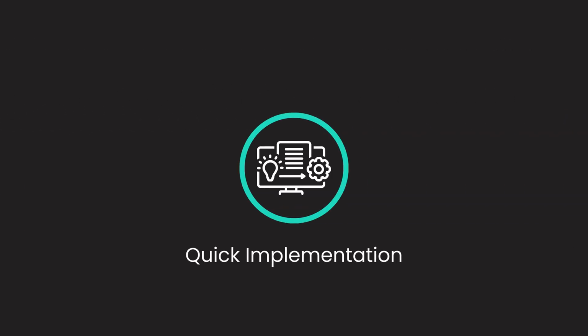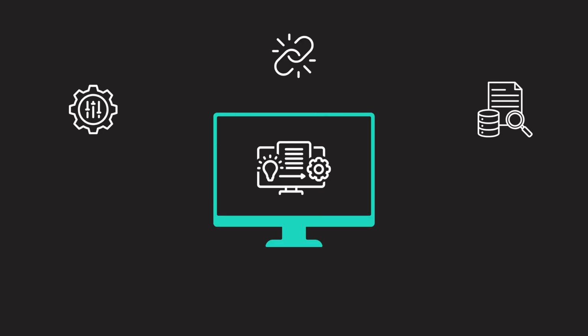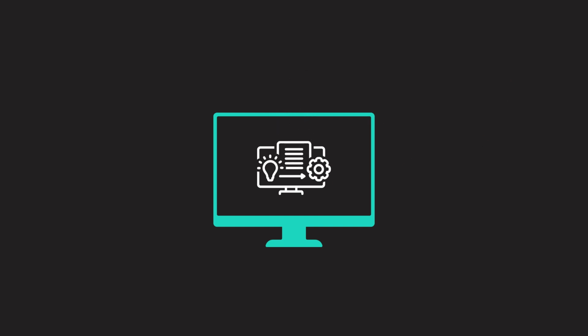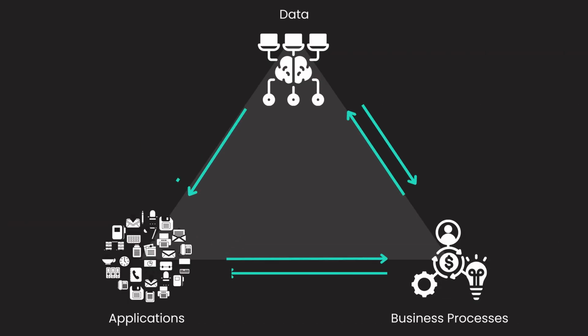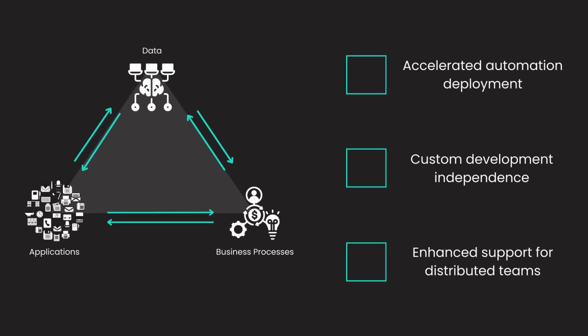With the EDH Accelerator, implementation is quick and hassle-free. Benefit from pre-built recipes, connectors, and sample data models that allow you to establish robust data management solutions tailored to your specific needs. The three-way connection between your data, applications, and business processes enables rapid automation delivery, reduces dependencies on custom development, and supports distributed teams in consuming these foundational business records.